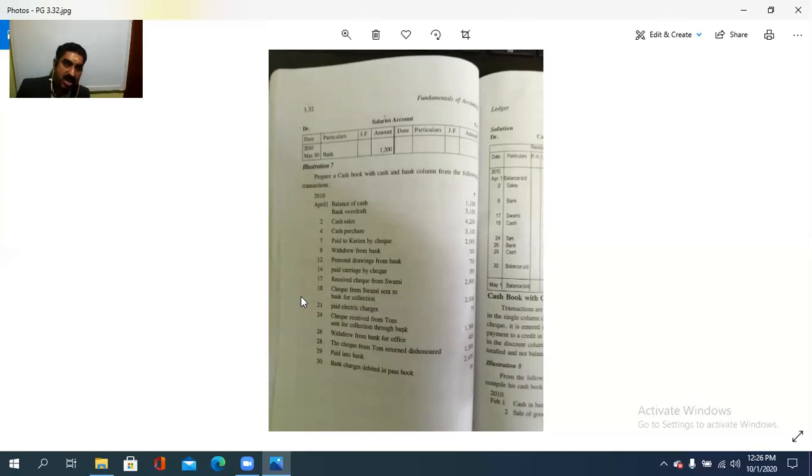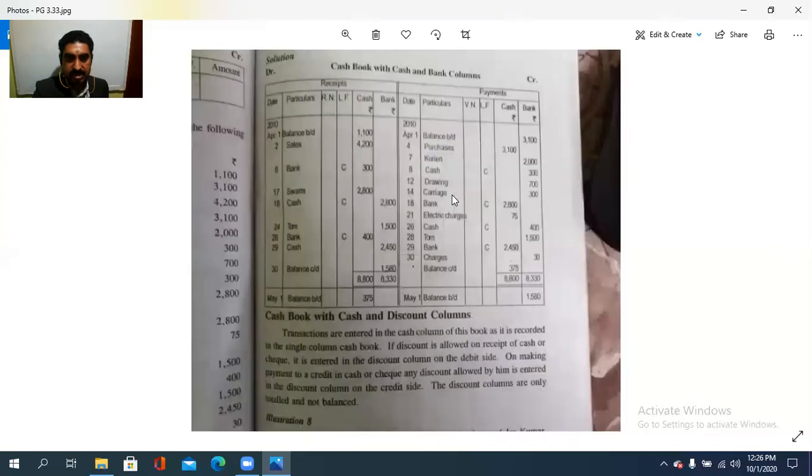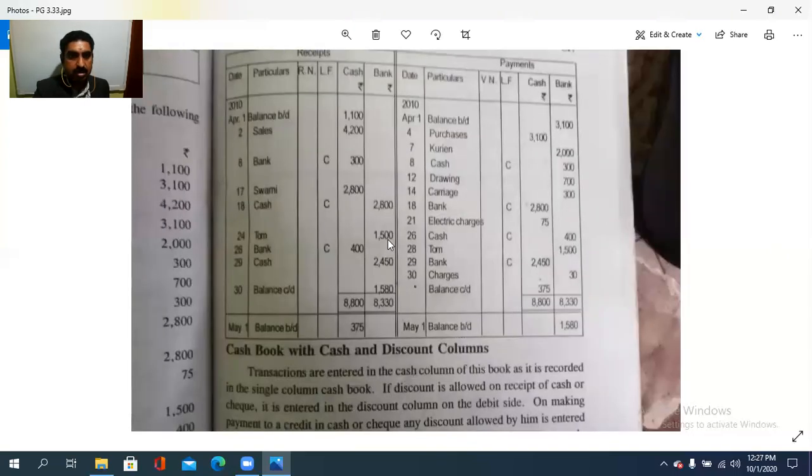So what is the entry? It is sent for collection means bank account debtor to cash, isn't it? So in such a case, what is the entry? See, to Tom 1,500 and by Tom 1,500, isn't it? That is deposit of the check on the 24th. Entry: bank account debtor to Tom.